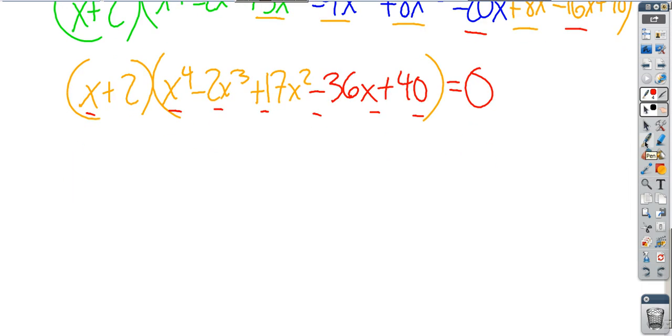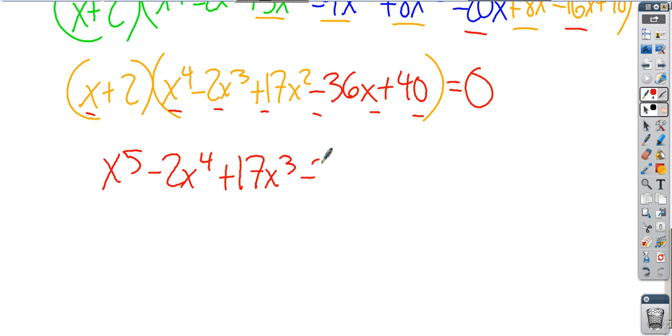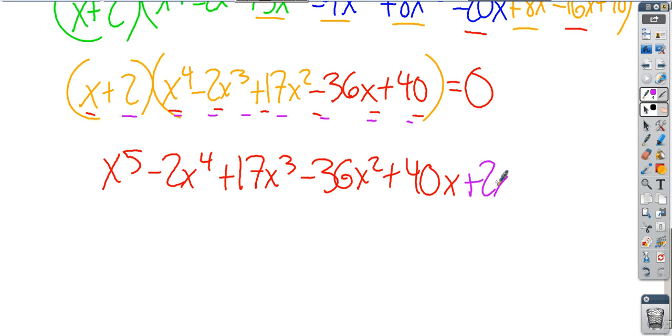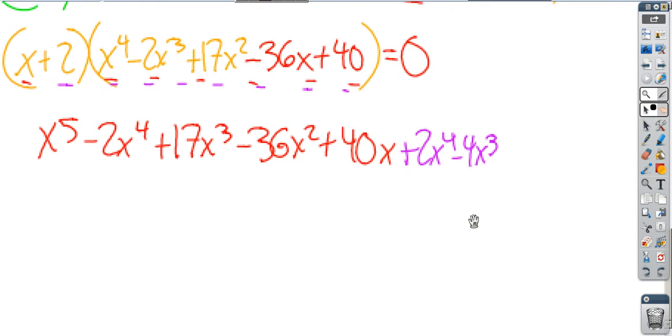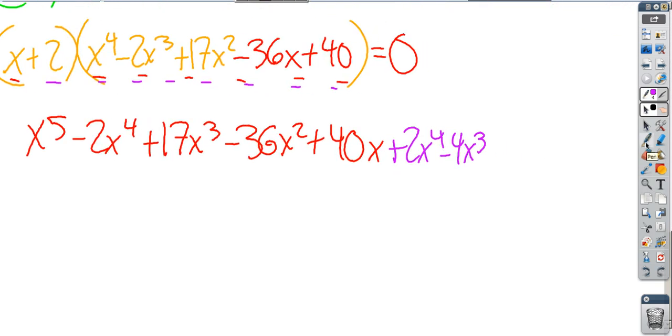So x distributed to each of these will be x to the 5th minus 2x to the 4th plus 17x cubed minus 36x squared plus 40x, and then we distribute the 2 to each of those also. So the 2 distributed to each of these will be plus 2x to the 4th minus 4x cubed, and then plus 34x squared, that's 2 times 17x squared. Again, all I'm doing is taking this 2 and multiplying it by each thing. So 2 times negative 36x is minus 72x. 2 times 40 is plus 80.